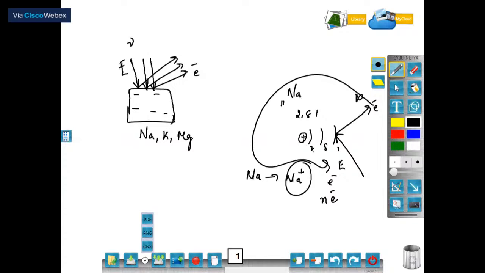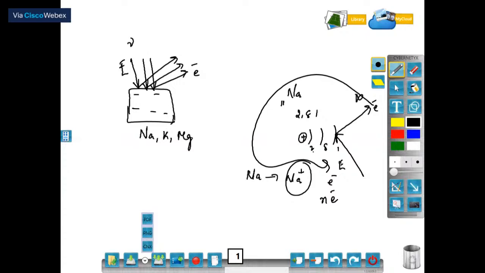There are various types of emission of electrons. There are various methods with which the electrons could be ejected or emitted from the surface of the metal. Depending on the nature of the supplied energy, the emission process will be named after the supplied energy. All right, the photoelectric effect.